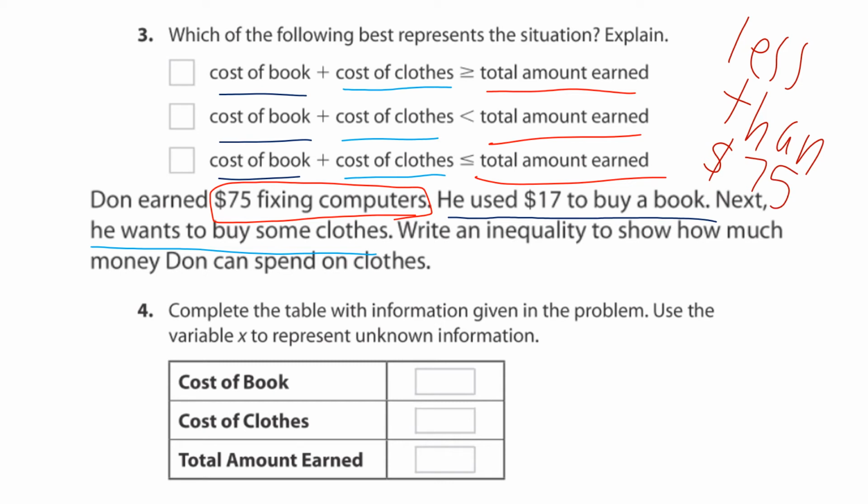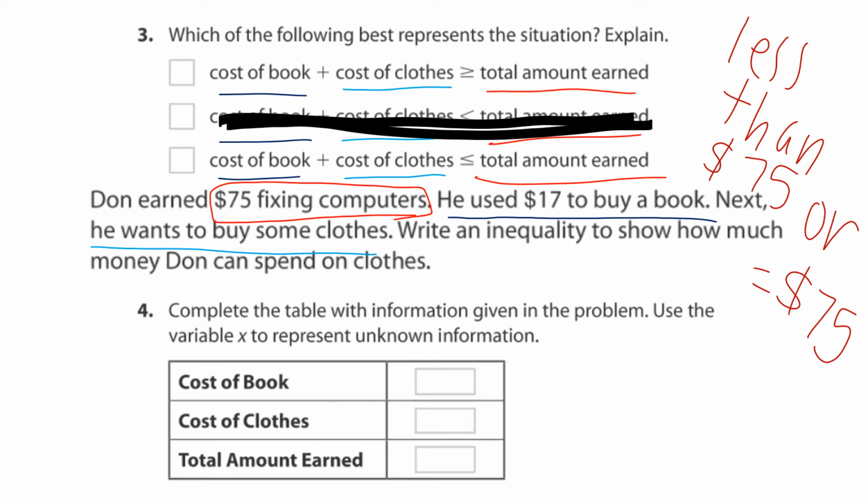Could he spend exactly $75? Yeah, he would just spend all the money he earned, but he could. Or exactly $75. That tells us it's going to be an or equal to. Well, right away, this second one is not or equal to. So this one is not going to work. So let's look at the other 2. He has to spend less than $75 or equal to $75.